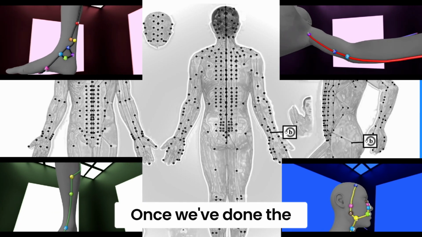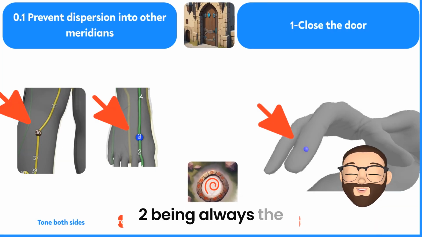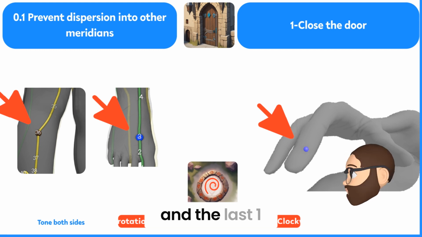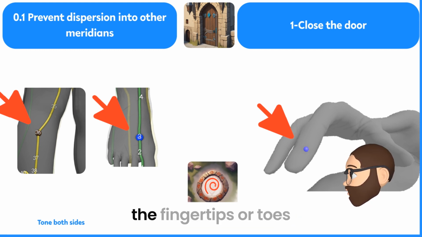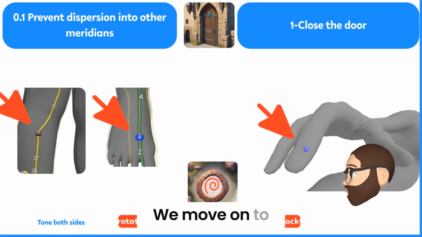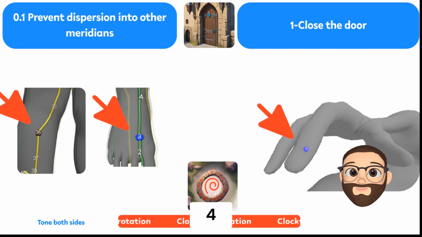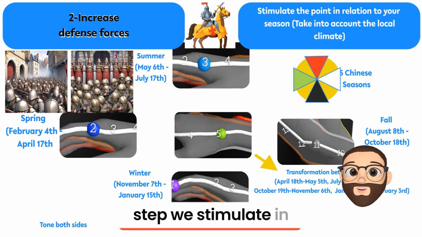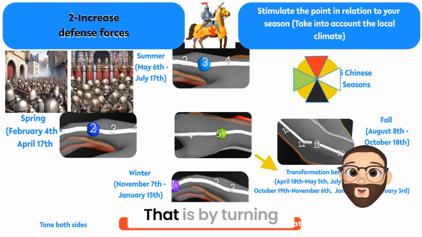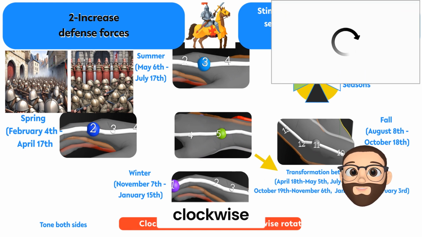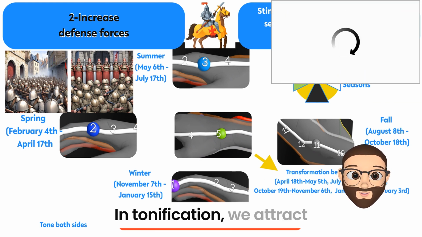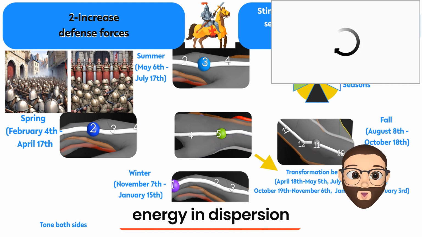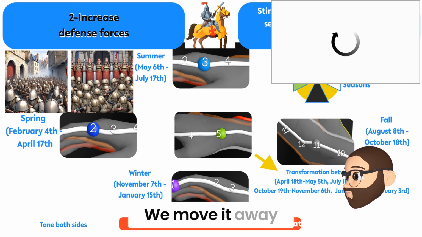Once we've done the 3 points, the first 2 being always the same for all meridians, and the last one always a point on the fingertips or toes, we move on to the second step of 4. As with the first step, we stimulate in tonification, that is, by turning clockwise. In tonification, we attract energy. In dispersion, we move it away.